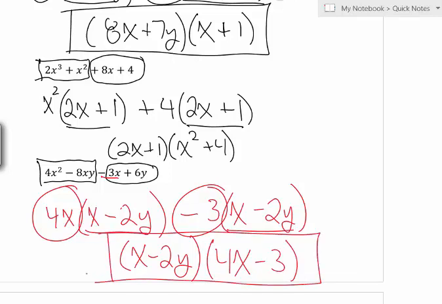So go ahead and give section 3.1 a try and see what you guys think.